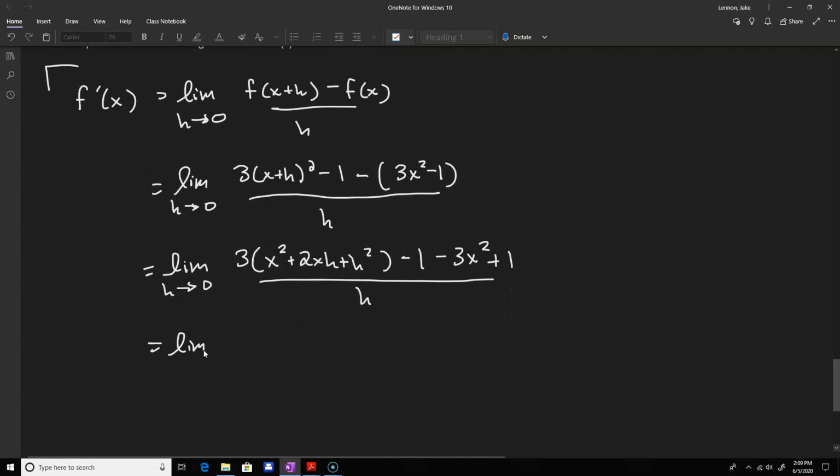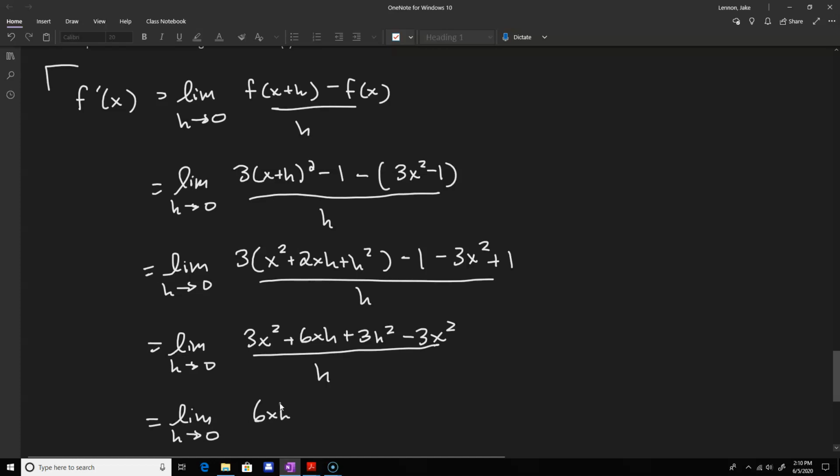We have the limit as h approaches 0. So we have 3x squared plus 6xh plus 3h squared minus 3x squared. And now the 3x squared terms cancel. So we'll have the limit as h approaches 0 of 6xh plus 3h squared over h. And h can be factored out on top. So we have h times (6x plus 3h).